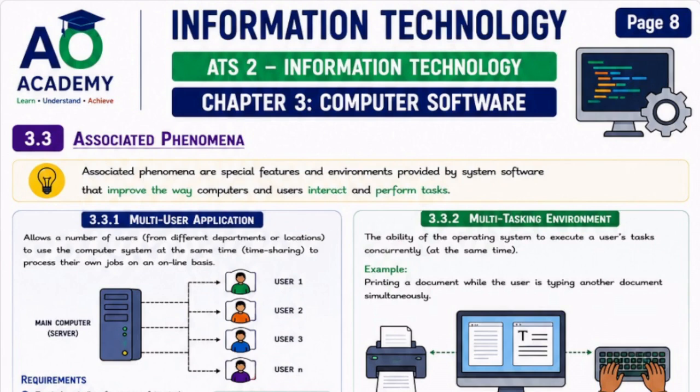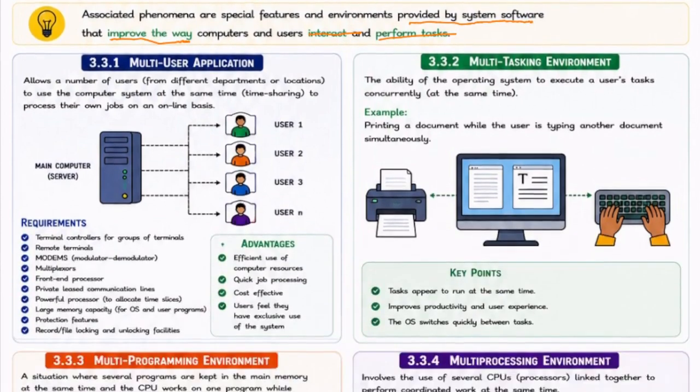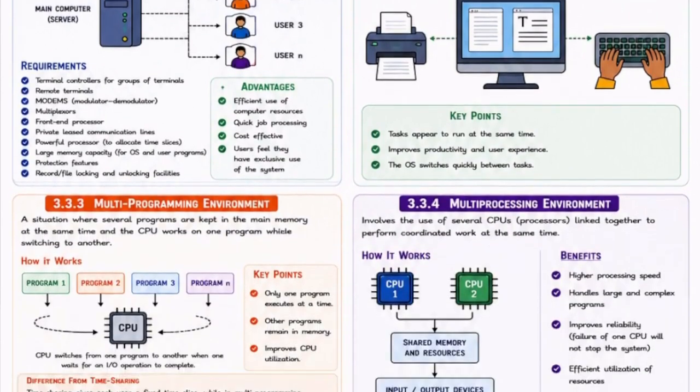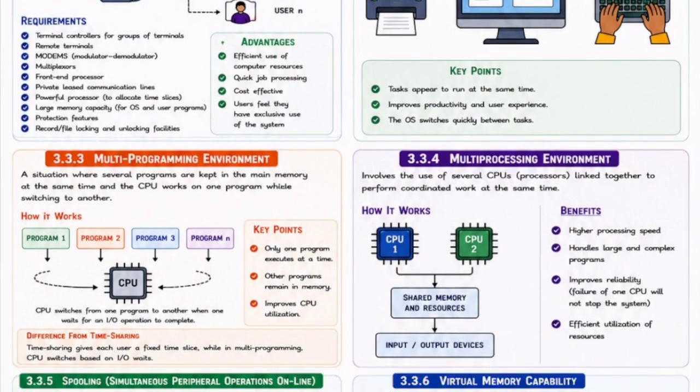Okay. Associated phenomena with system software. Associated phenomena are special features and environments provided by system software that improve the way computers and users interact and perform tasks. All of these are the things that we have discussed before: multi-user application, multitasking environment, multi-programming environment, multi-processing environment, spooling and virtual memory capability.